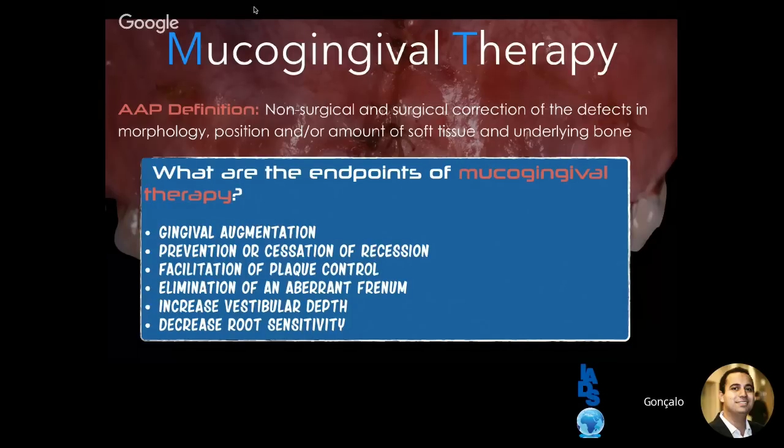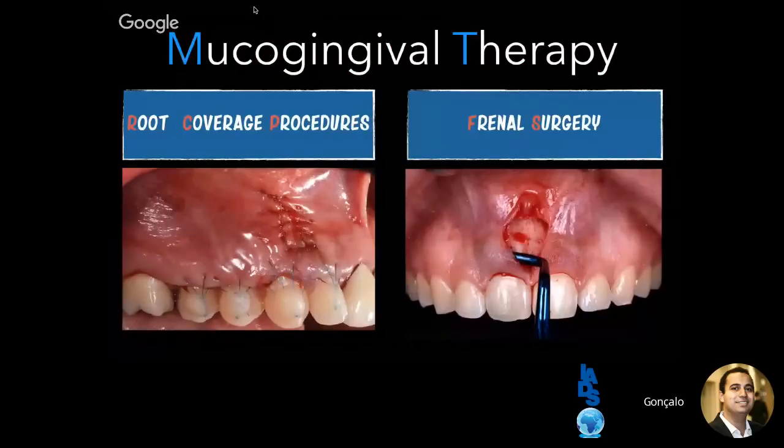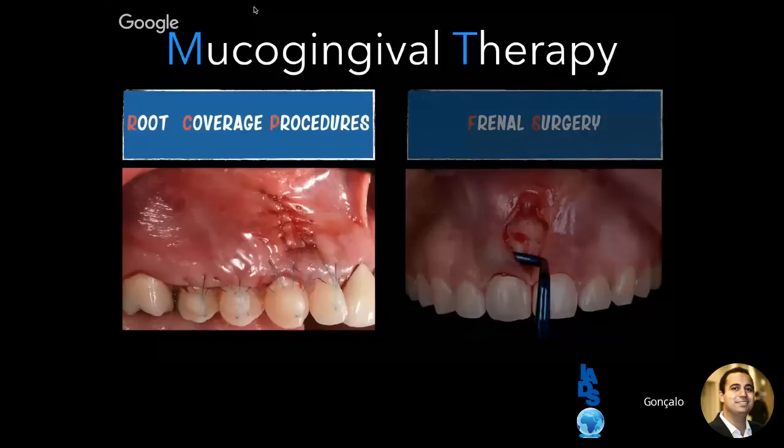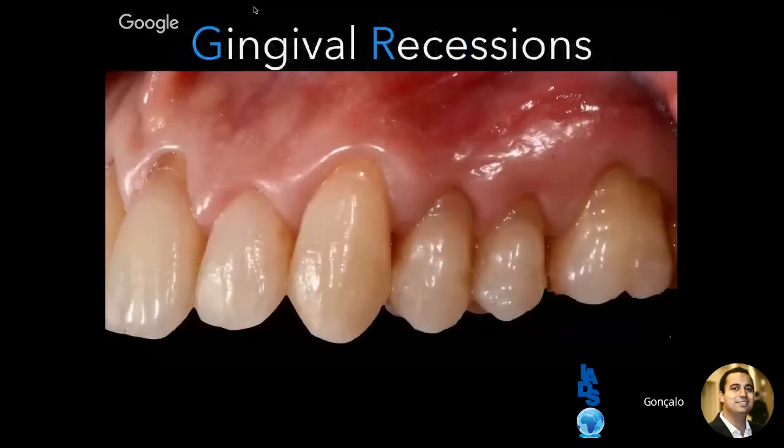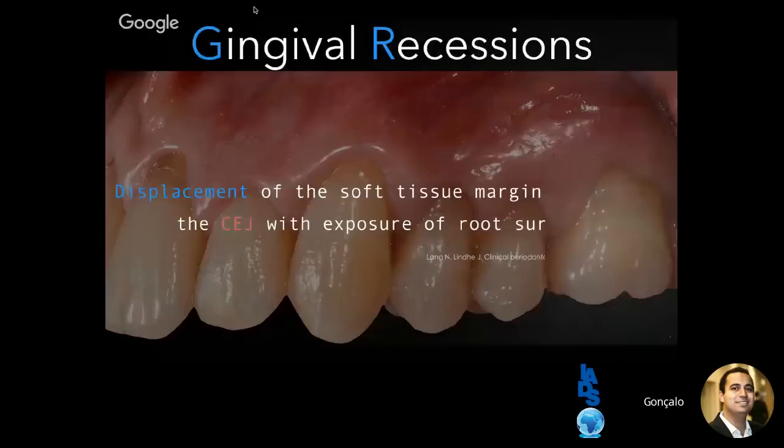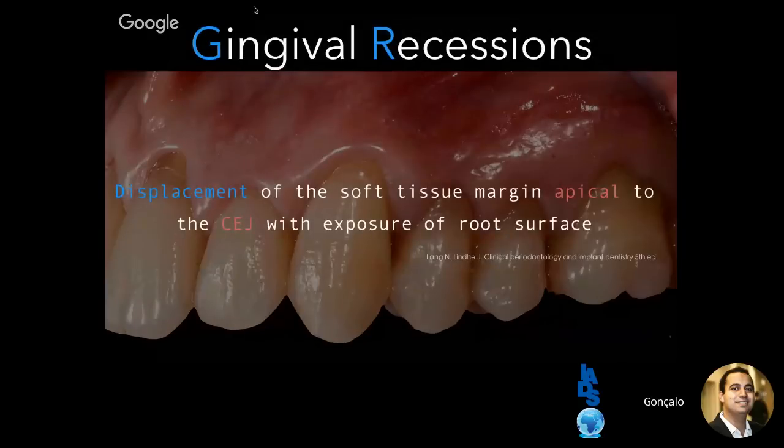In this presentation, I'm mainly going to describe 2 types of mucogingival surgery. I'm going to start with root coverage procedures, and then we're going to talk about frenal surgery. So let's start with root coverage procedures. First of all, what are gingival recessions? What's the definition of gingival recessions?